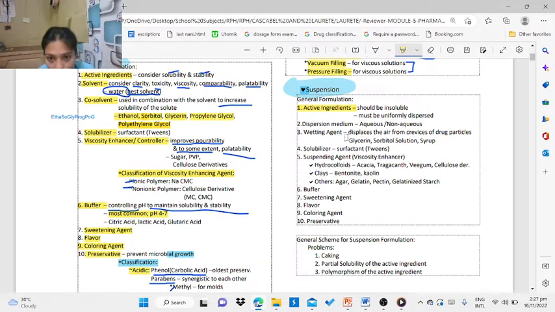Next is dispersion medium. We have aqueous and non-aqueous. Wetting agent, this releases the air from crevices of drug particles. For example, glycerin, sorbitol, at saka lysol natin.